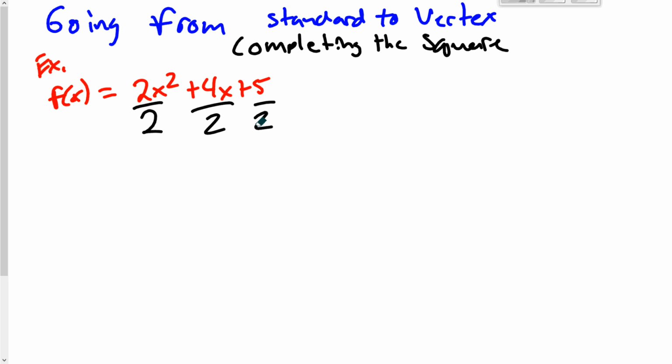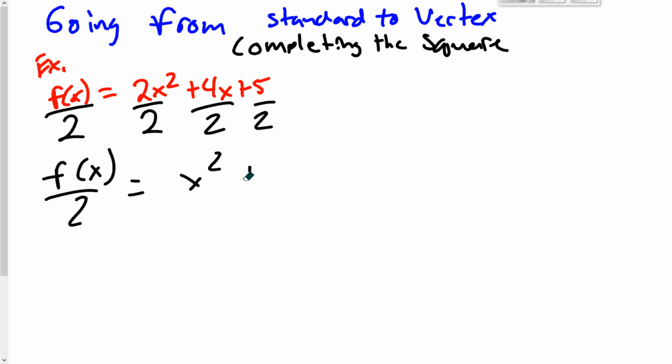on both sides. So I divide every term on the right side, and even the f of x on this side. So I get x squared plus 4x, plus 2x plus 5 over 2. And it's okay, that's a fraction, it'll work itself out later.